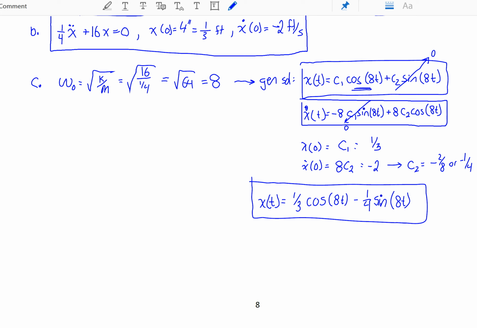We have a little bit more space. Let's do the last part of our problem. Let's write the alternate form. So remember, to write our alternate form of our solution, it's helpful to draw your right triangle, put your C1 on the horizontal axis, C2 on your vertical, which puts A, your amplitude of oscillation, as the hypotenuse, and your phase angle delta as the measure of that angle there. So here our C1 is 1/3, and the C2 is -1/4.